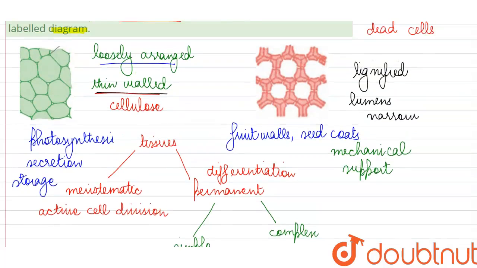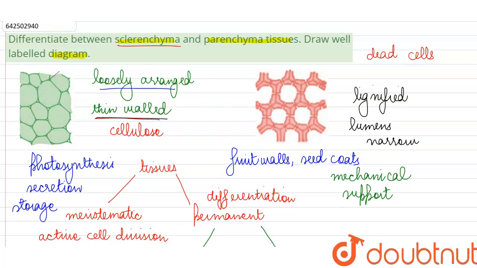So to differentiate between these two simple permanent tissues found in plants, first of all we are going to say that parenchyma cells are thin-walled, whereas in the case of sclerenchyma, the walls are lignified, they have very narrow lumens. In parenchyma cells, we are going to see that they are performing functions such as photosynthesis, secretion and storage, whereas sclerenchyma is mainly there to provide mechanical support and strength to the plant body. And the major difference over here is going to be that parenchyma tissue is made up of living cells, whereas sclerenchyma is a dead tissue.